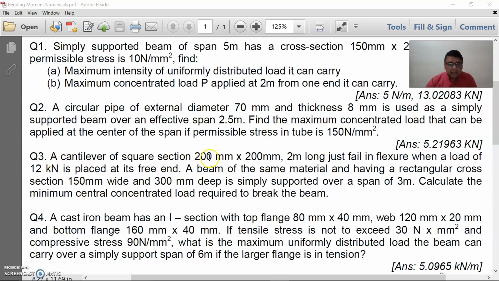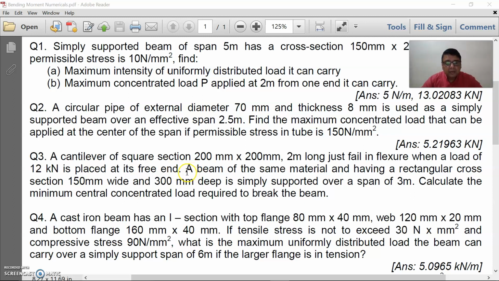A cantilever of a square section 200 mm by 200 mm and 2 meter long just fails in flexure when a load of 12 kilonewton is placed at its free end. That means I have a cantilever beam of square cross section, 2 meter in length, and it fails when a load of 12 kilonewton is placed at its free end. Okay.